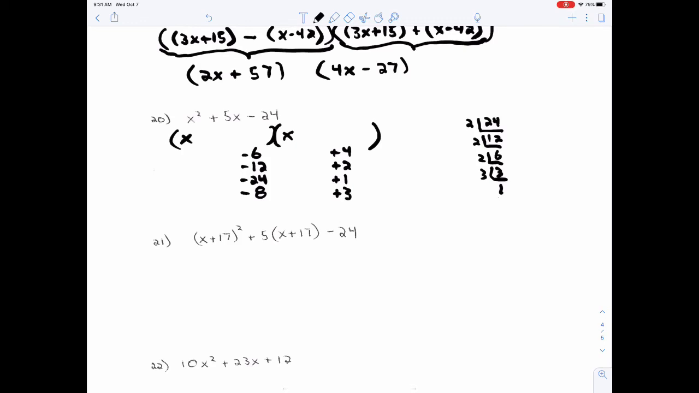So I tried 2 times 12, I had that. I had the 4 times 6, I had that. But then all of a sudden I realized I hadn't done 8 times 3, okay? And that'll give me -5x in the middle. Okay, good. So all I have to do is switch the signs.